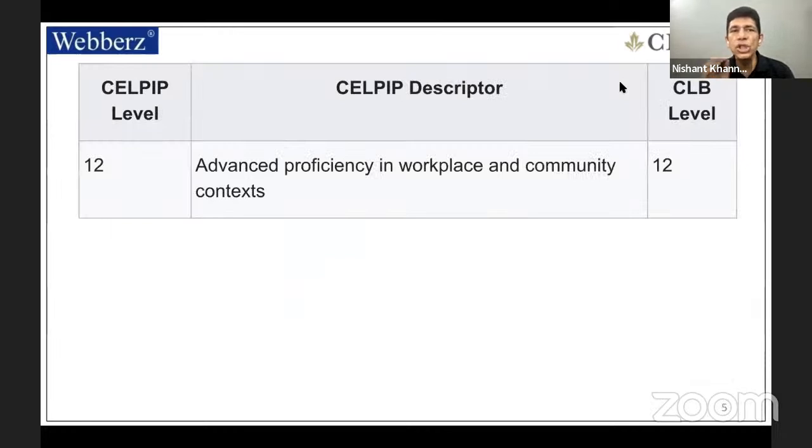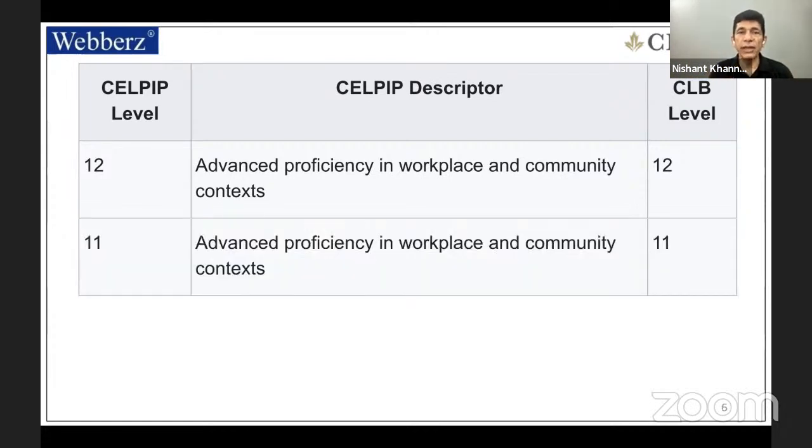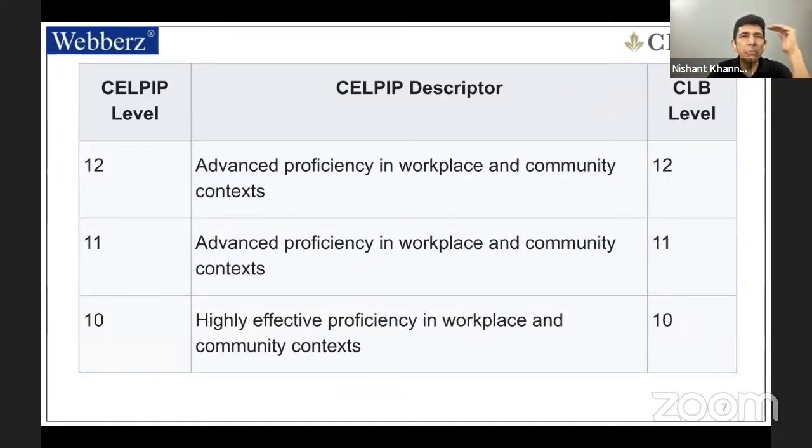Now, what is level 12 of CELPIP or CLB level 12? If anybody gets a score of 12, maybe in listening, reading, writing, speaking, whatever, that means that in that particular area, that person has advanced proficiency in the workplace and community context, which means he can converse very well, write very well, communicate very well, listen very well, to the nth level, that is 12. Now, what is 11? 11 is exactly the same. What is 10? 10 is a tad bit lower.